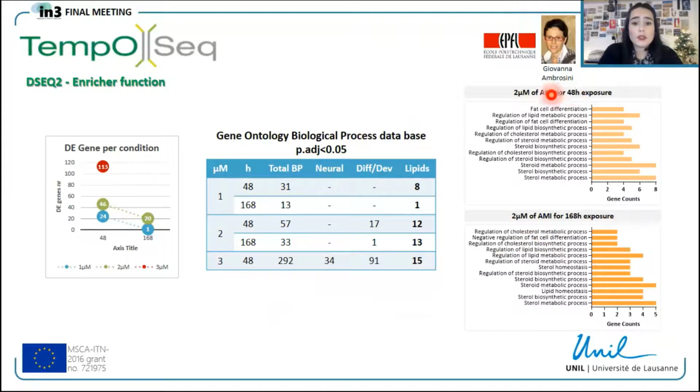If you look here to this graph of the 2 micromolar of amiodarone exposure at 48 hours and after 1 week of exposure, we see that these genes are linked, for example, to regulation of lipid metabolic process and regulation of steroid metabolic process. So this data gave us an indication that amiodarone can be affecting the lipid metabolism in the brain.